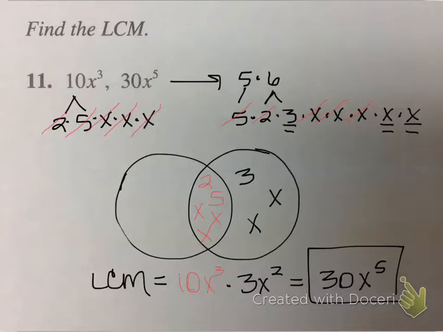Recall when we were doing factoring earlier and factoring out greatest common factors, we always picked the smaller of your exponents. Well, when you're looking for an LCM, you're going to pick the larger of your exponents.